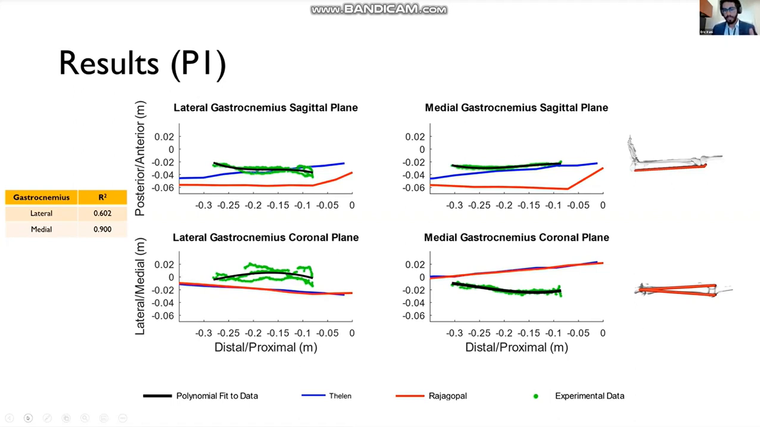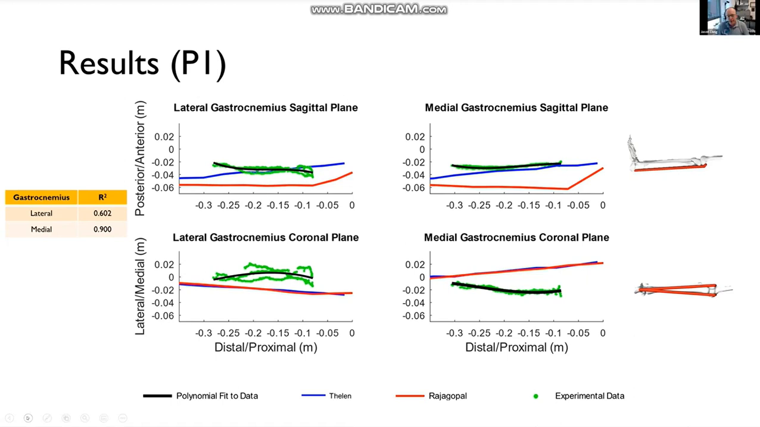And looking at our first participant, we noticed something that was a bit odd: their muscle pathway more closely resembled that of the Thelen model rather than the Rajagopal model. This spurred us on because originally we had thought, okay, if it's a more recent model, it'll be a better fit for our subject. But this spoke to the contrary. So this probed us, and this is why we wanted to go further with the study.